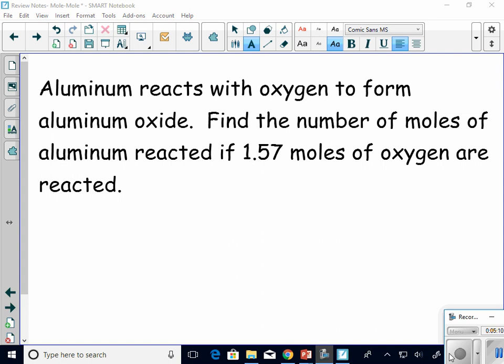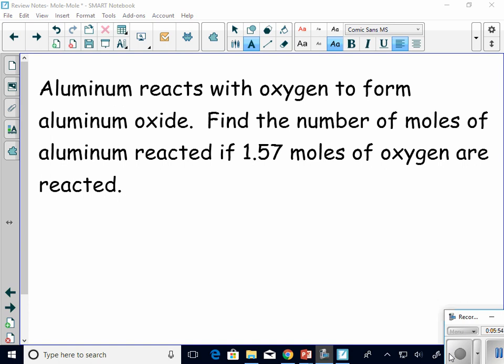Aluminum reacts with oxygen to form aluminum oxide. Find the number of moles of aluminum reacted if 1.57 moles of oxygen are reacted. So, when I am doing this problem here, I am asked to find the number of moles of aluminum. I'm given the number of moles of oxygen. So, what I need to do is first come up with a balanced chemical equation.